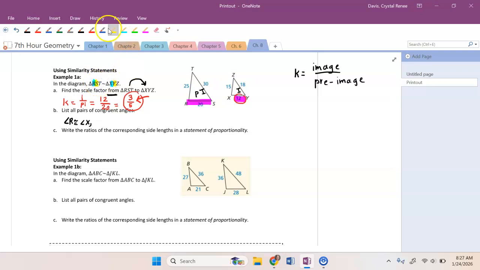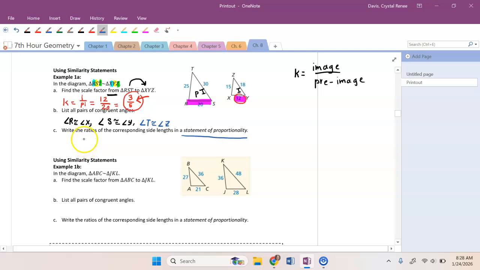S and Y are the second position, so angle S is congruent to angle Y. And then the third position is T and Z, so that means that angle T is congruent to angle Z. Okay, so once again, corresponding angles don't change. Write the ratios of corresponding sides in a statement of proportionality.